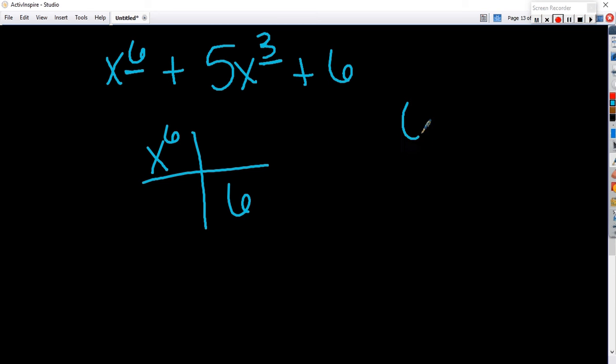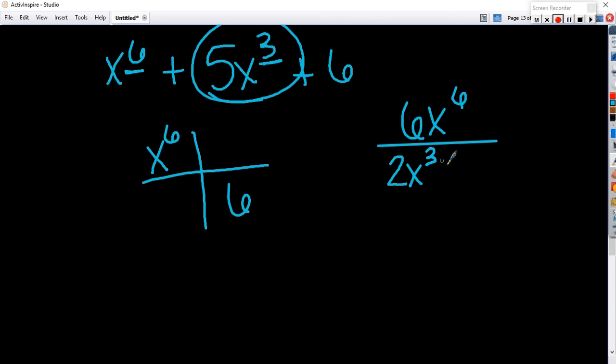So tell me the two things that multiply to 6x to the 6th, but add to 5x to the 3rd. 2 and 3. Yes. That's it. Because when you add that together, you get 5x to the 3rd. When you multiply it together, you get 6x to the 6th. Right? You with me? All right.